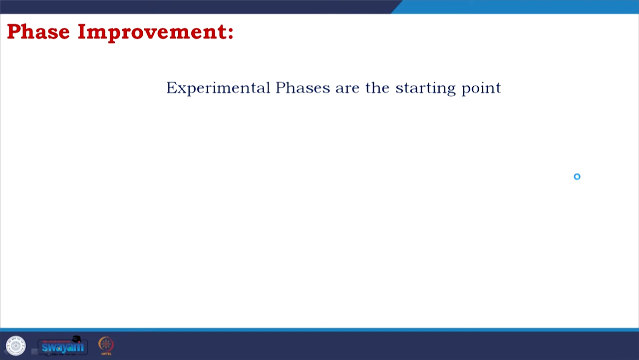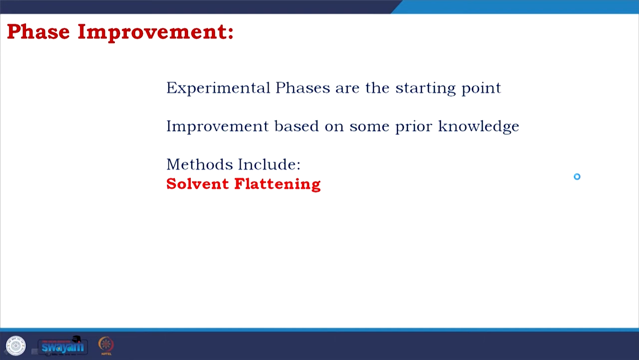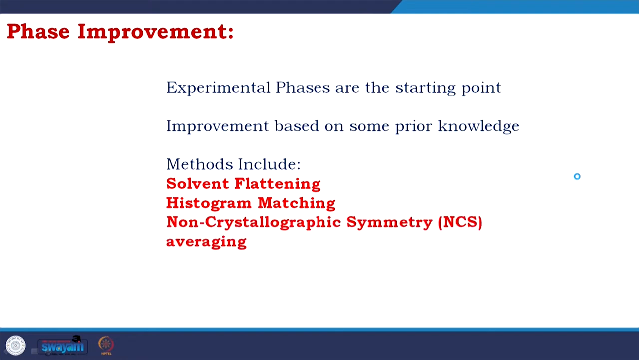But we could improve the phase, experimental phases from where we start. So, we did the heavy atom replacement and you get the experimental phase, but taking the experimental phase as the starting point, we could do those things. The improvement based on some prior knowledge. What type of knowledge? The methods are solvent flattening, one method we are going to discuss, histogram matching and non-crystallographic symmetry NCS averaging.